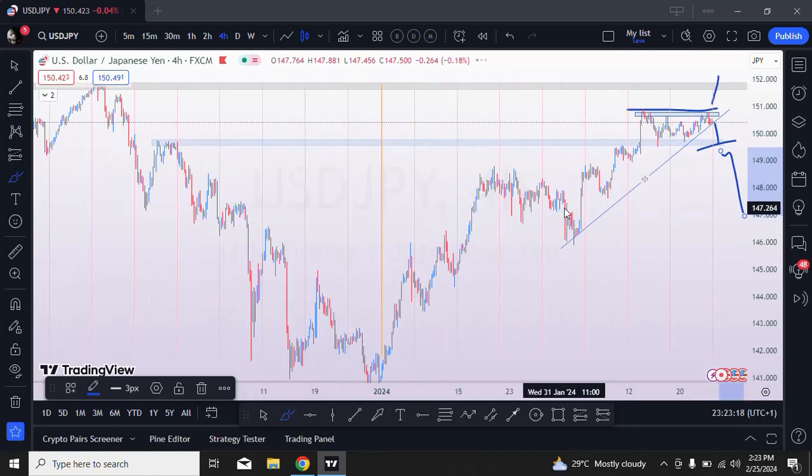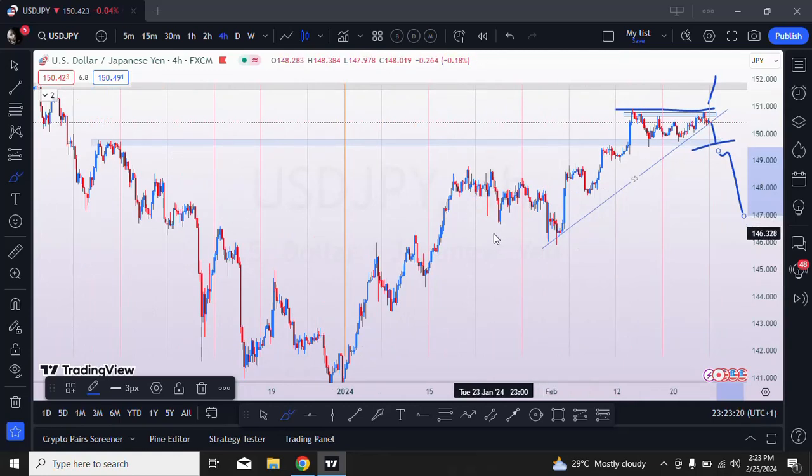It's as simple as that. It's just simple price action. You don't complicate things, right? So let me quickly go to the next pair, which is EURUSD.